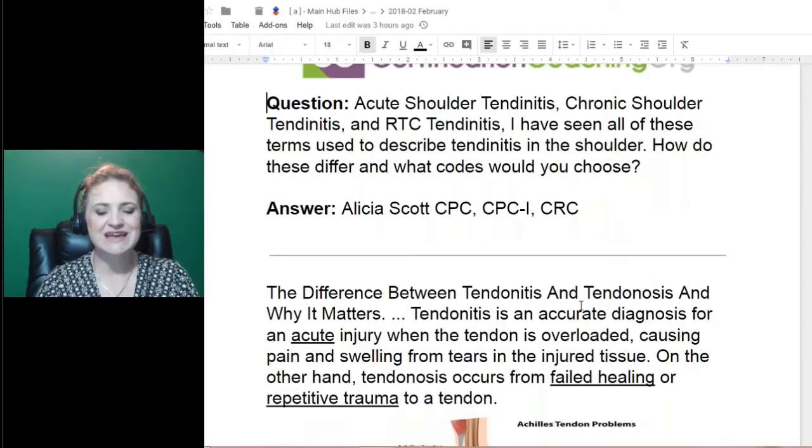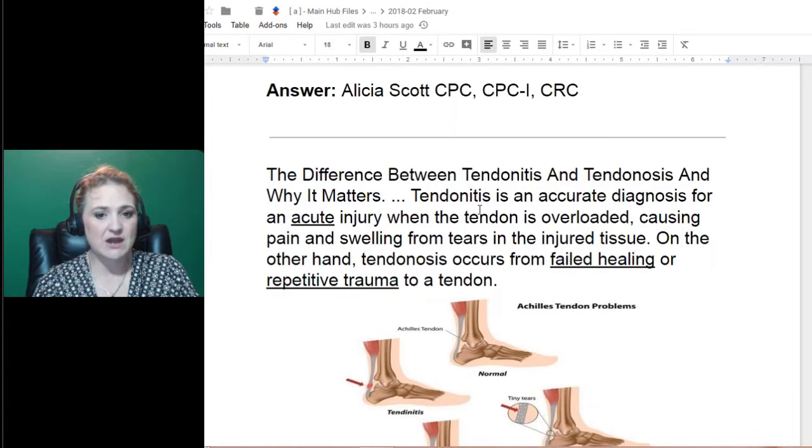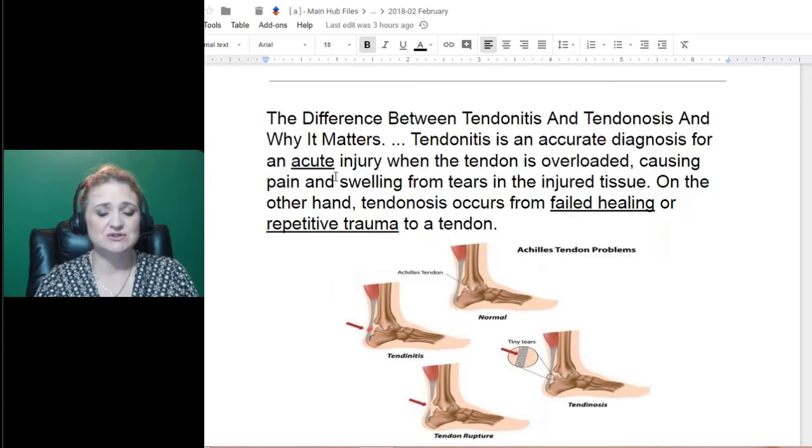Okay, the difference between tendonitis and tendinitis or tenosis is actually pretty interesting. So that is something you need to know first off. Tendonitis and tendinitis are two separate things. And really, why does it matter? Well, because tendonitis is usually an acute injury. That's going to change the way you code, right? Tendinitis is usually something, or tenosis is failed healing or repetitive trauma.